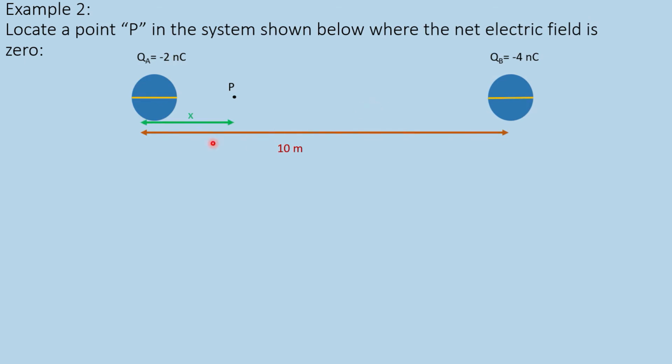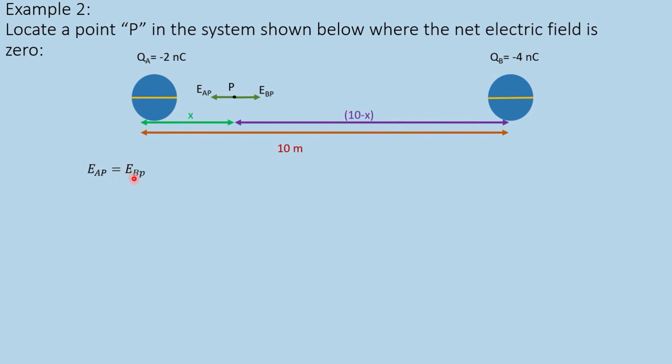We follow the same procedure. We assume that this distance is x, then this distance is 10 minus x. We draw the electric field vectors. So the electric field created by A at P, A is negative, then its electric field converges in, so it should be pointing towards A in this direction. This is EAP, and B is negative, so its electric field also converges towards B. At point P, it should be converging towards B.